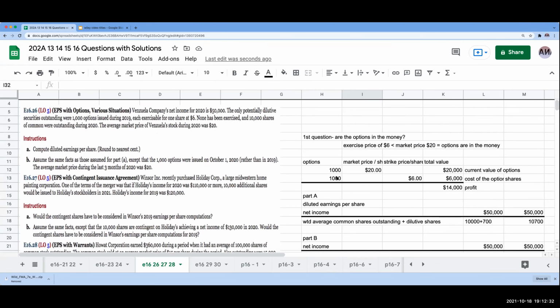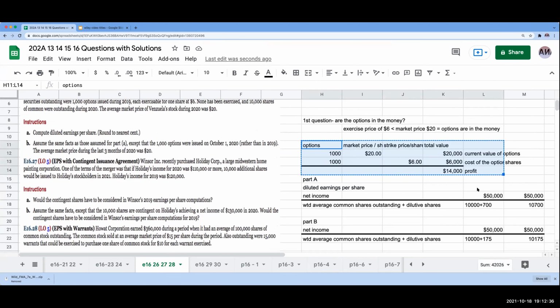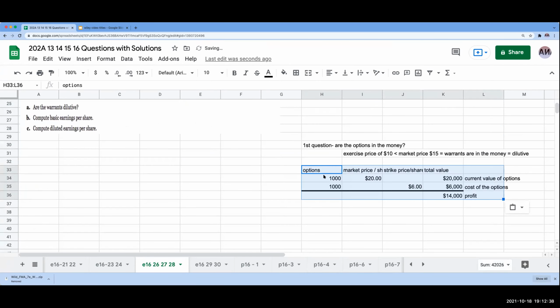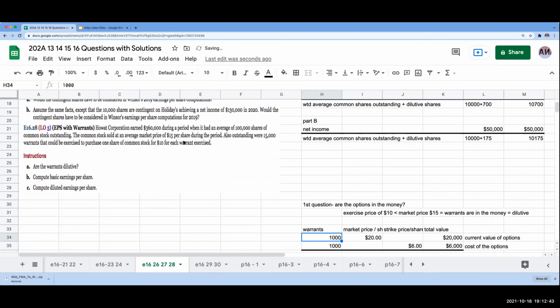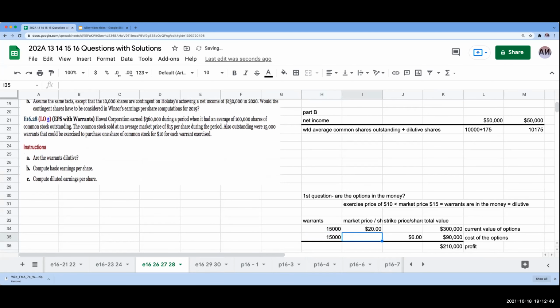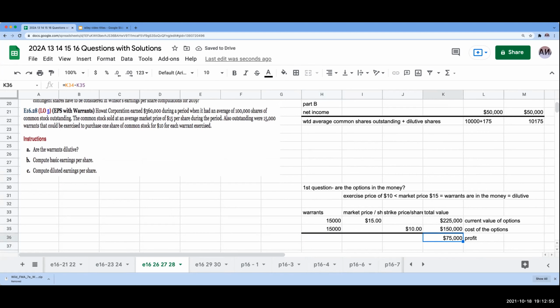So what we're going to do now for these warrants is take the same approach. How many warrants did we have? We had 15,000 warrants. The market price is $15, and the exercise price is $10. So my profit is $75,000.